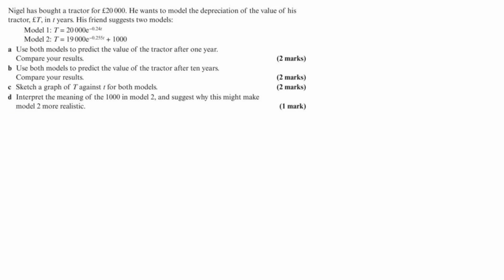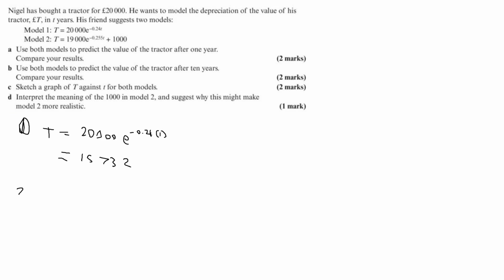For the first one, the value is going to be 20,000 e to the power of negative 0.24 times 1, which is simply going to be, and you can plug this into your calculator. Remember, A level is entirely calculator based. 15,732. Okay.